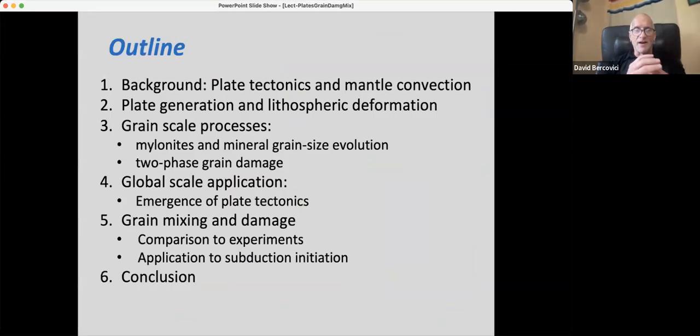So just as an outline or a roadmap, to give you an idea where we're going. First, I want to give you some background about plate tectonics and mantle convection. Discuss what we typically call the plate generation questions and lithospheric deformation, and then dive into some of what we call grain scale physics or grain scale processes that we think are necessary for explaining why we have plate boundaries forming on Earth out of a convecting mantle.